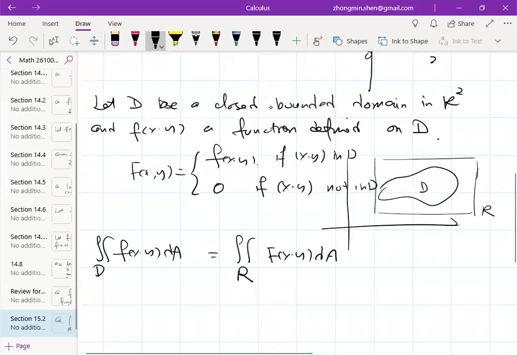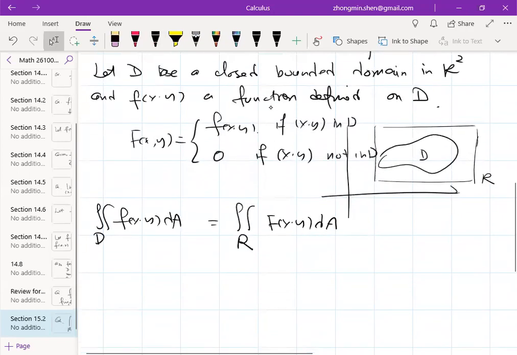And this capital F is a function inside D. It's the same as little f of x, y, and outside D it's going to be 0. So this capital F is not a continuous function in general, okay? But we already know that we can define the double integral for a general function. It's not necessary to be a continuous function, okay? So this could be a general function, and that's a definition. You can call it a definition.